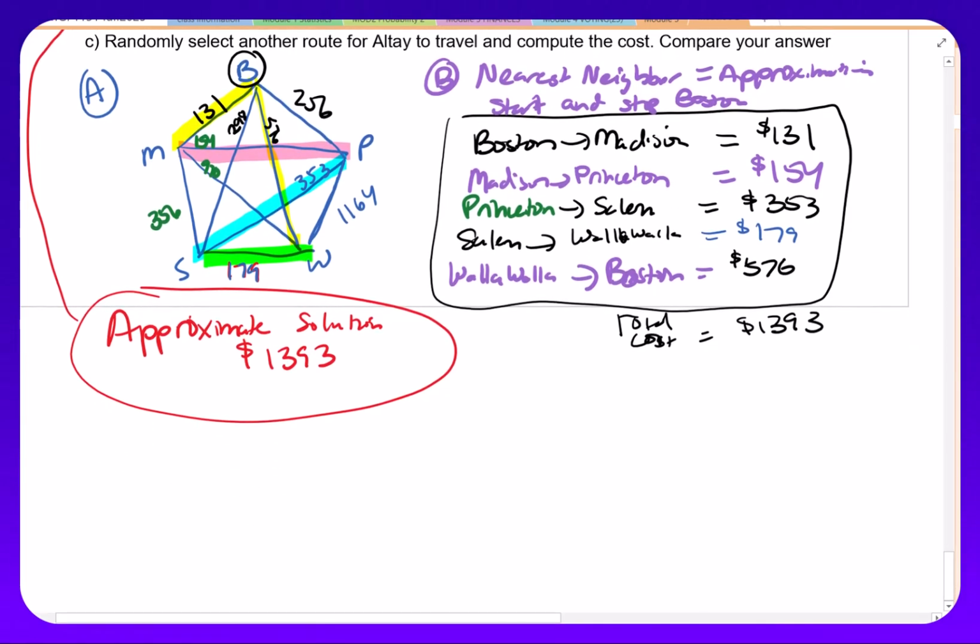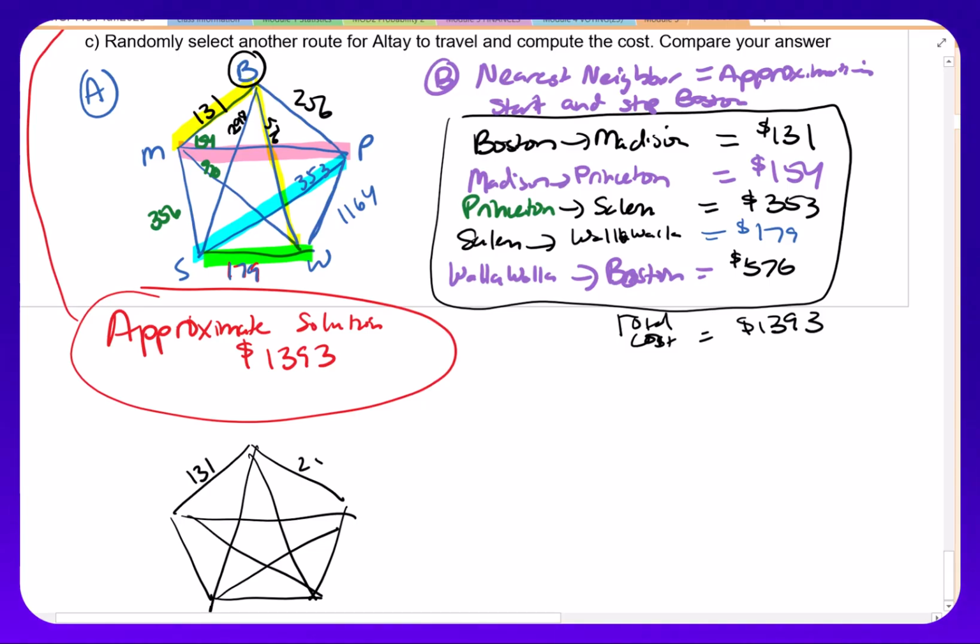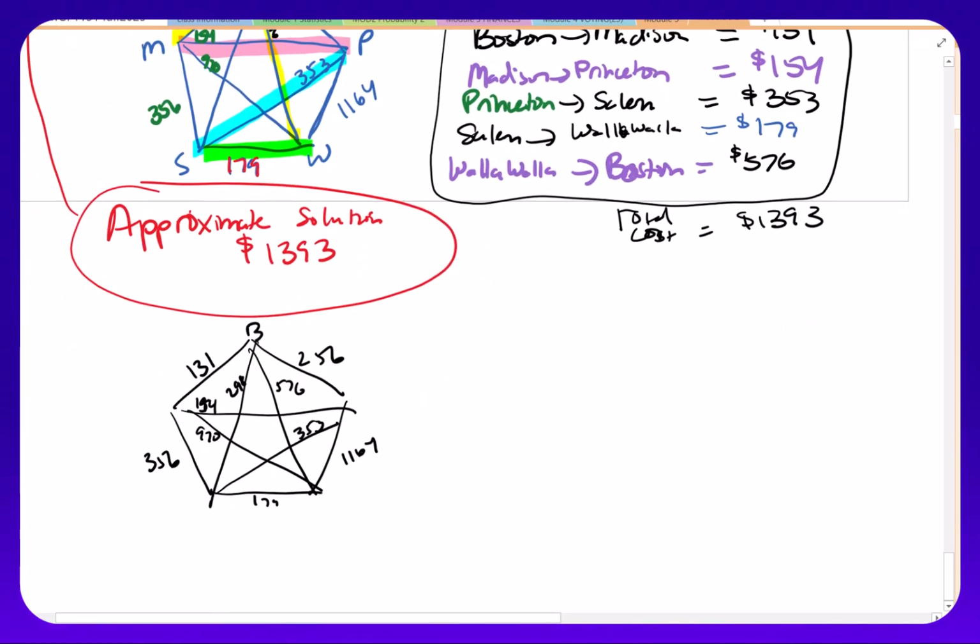Now, C says, let's do a random selection. So I am going to come back down here, draw out my pentagram, put my labels on there, and label my cities. And I need to visit every single one of them. So I'm starting here. And again, I know we did something specific on the last one, but we're going to go somewhere else. We're not going to use all of the same pathways. So we're just going to trace this.